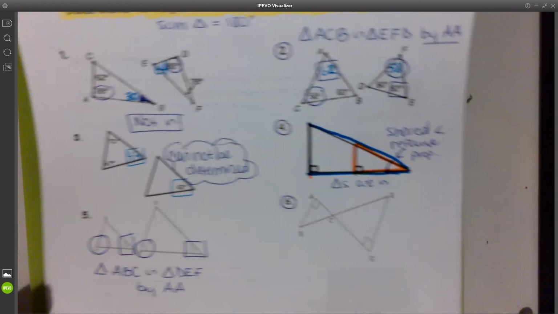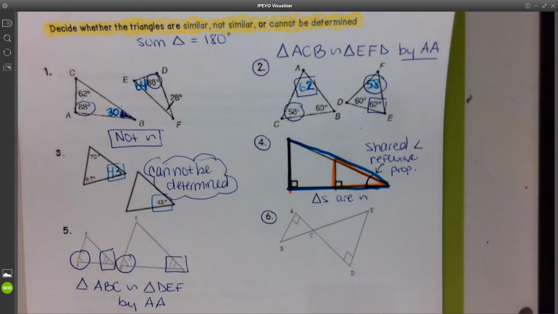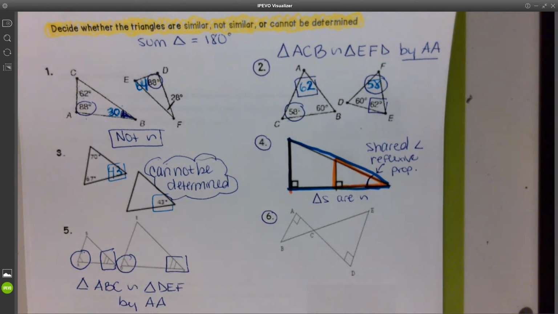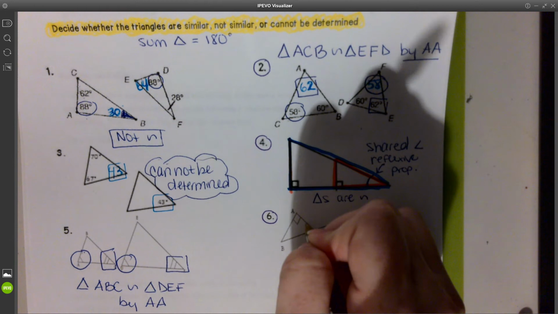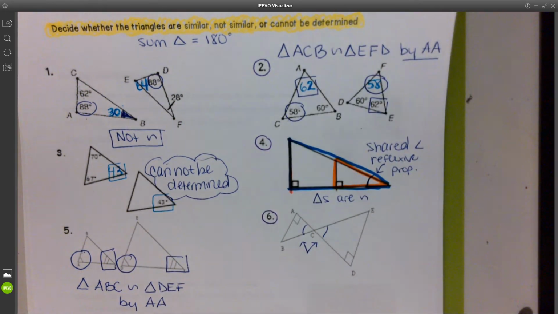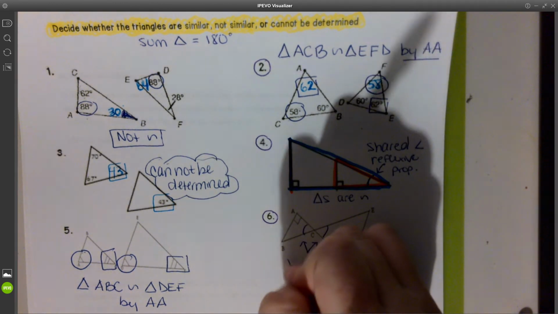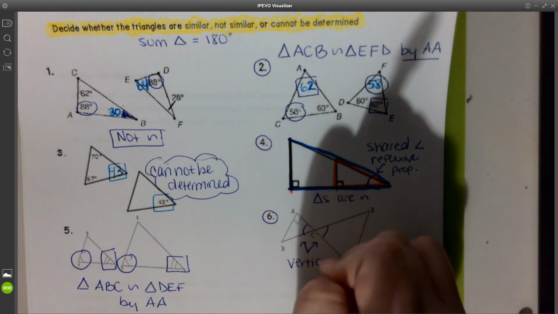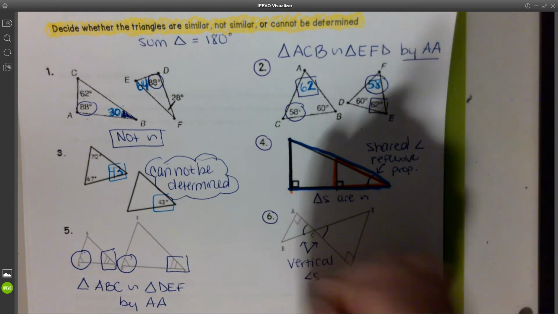All right, let's look at number 6. Number 6, can we add any markings to help figure out if these triangles are similar? Right, we can add curve markings here. What would be the reason or justification we can mark off those angles? Okay, they are vertical angles, which means we have congruent angles here.